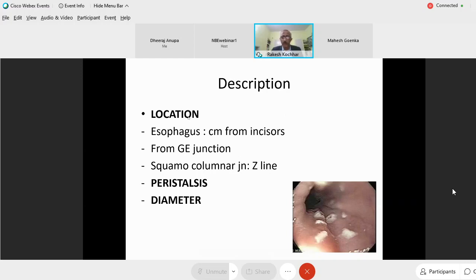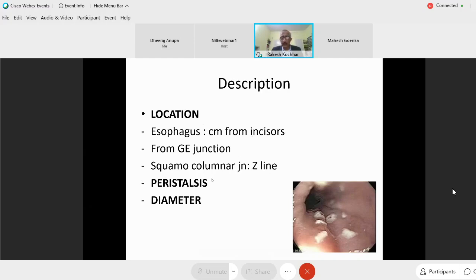So starting with location. For example, in the esophagus, you have both options available. You describe a lesion in terms of centimeters from the incisors, or for certain lesions like Barrett's esophagus, you describe it as so many centimeters above the gastroesophageal junction. And for that, you need to identify the squamo-columnar junction. The upper esophageal sphincter is not that clearly denoted on endoscopy, so you measure the distance from the incisors. So location is the first part.